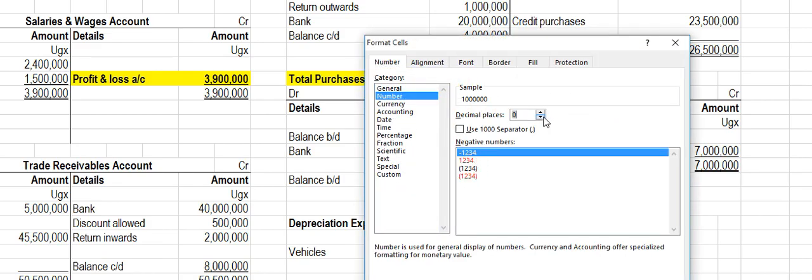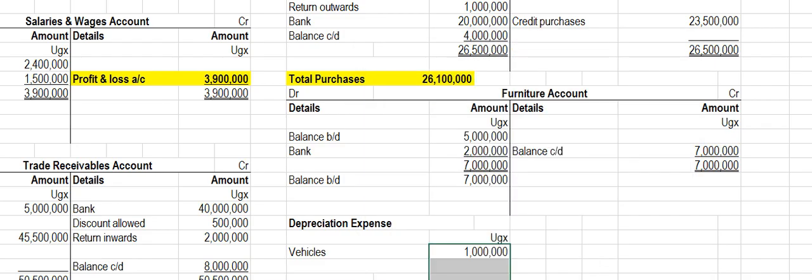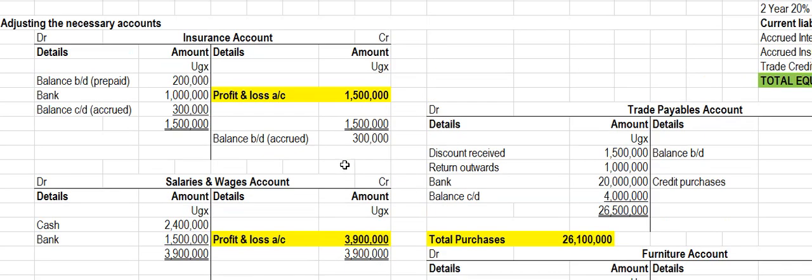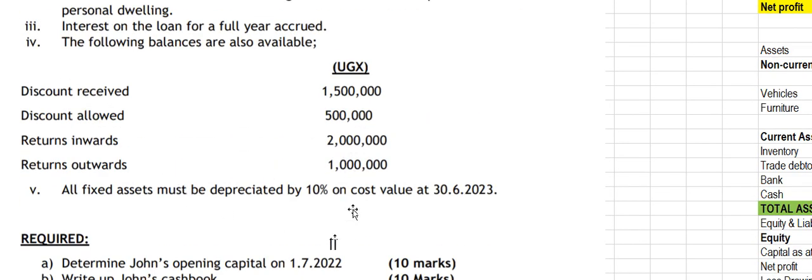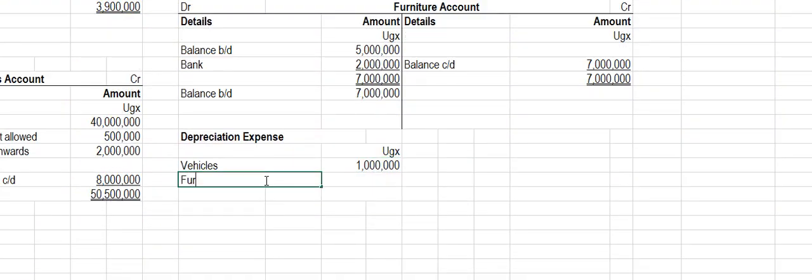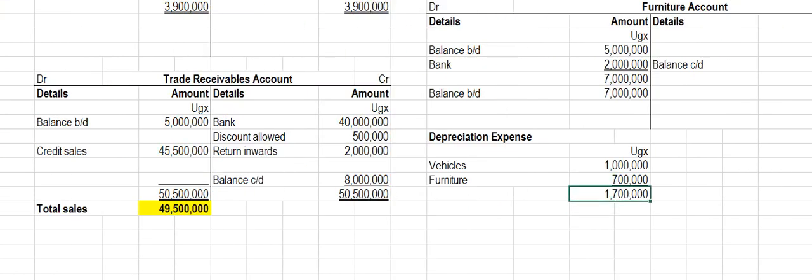That is the cost of the vehicles, so the depreciation is 1 million. Just to confirm, all fixed assets must be depreciated by 10% on cost value at 30th June 2023. Then the furniture also to be depreciated by 10%. The furniture value is 7 million. Remember, there was an acquisition made during the year. This is 10% times the 7 millions, which is 700,000, meaning that our total depreciation will be how much? It will be 1.7. That will be the total depreciation.